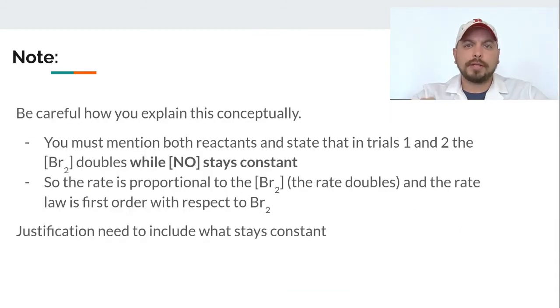So when we're calculating the rate law using initial rate data, we can do this in a conceptual manner, but you have to be careful with the conceptual manner. You can't just say, oh, this doubled, so the rate doubled, therefore it's first order with respect. You have to be clear and concise. You have to say the bromine doubled while nitrogen monoxide was held constant. Therefore, the rate law shows that it's first order with respect to the concentration of bromine. See, because what happens if you change two things and you don't account for that in your justification? You have to.